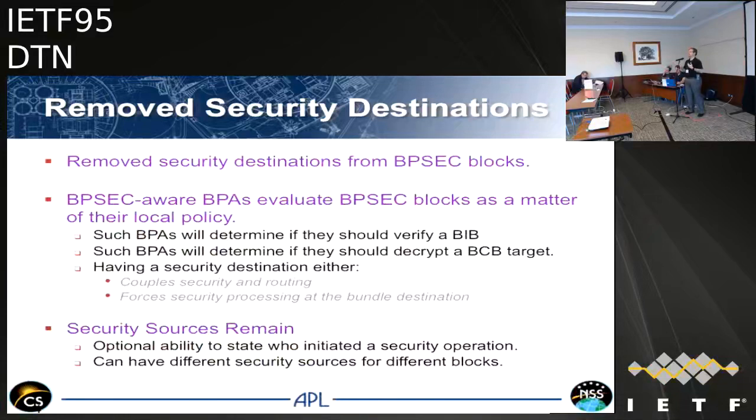That is something that can be evaluated by looking at the network security policy and understanding who the original encryptor of the bundle is. So we saw no reason for keeping the concept of a security destination in any of the BPSec blocks.